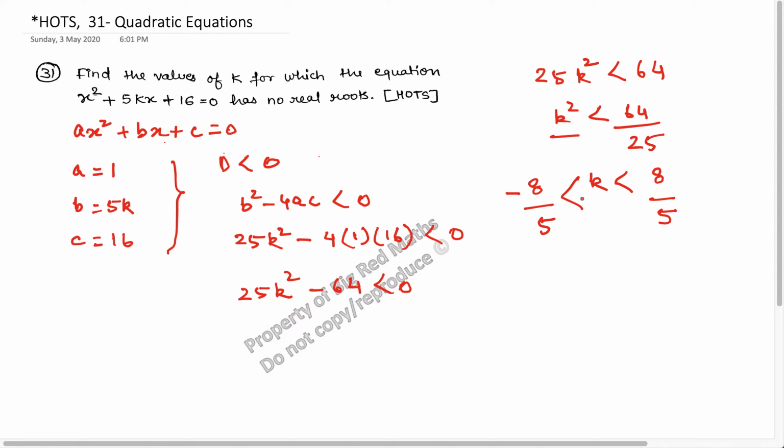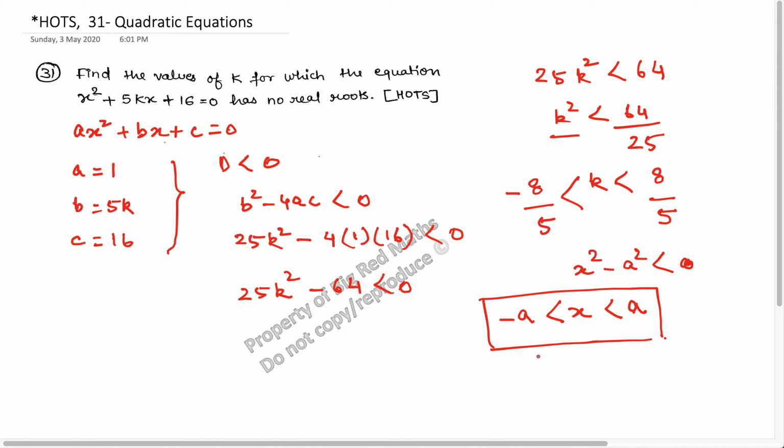If k becomes smaller than minus 8 by 5, the square of this will become a positive number which is bigger than 64 by 25. The identity here is that if x square minus a square should be less than 0, then x should be less than a, but x should be greater than minus a. This is a standard identity that you should remember.